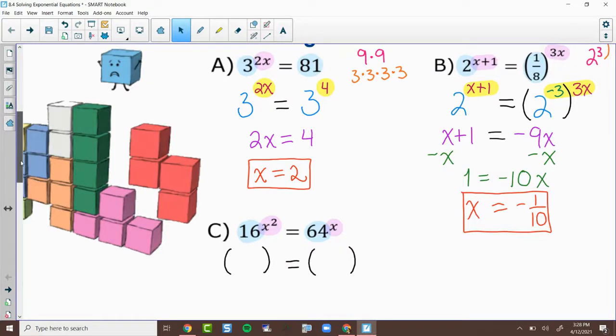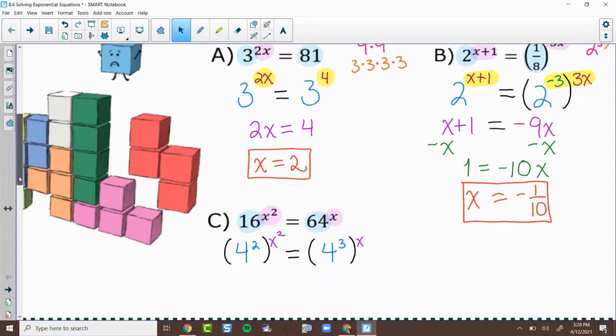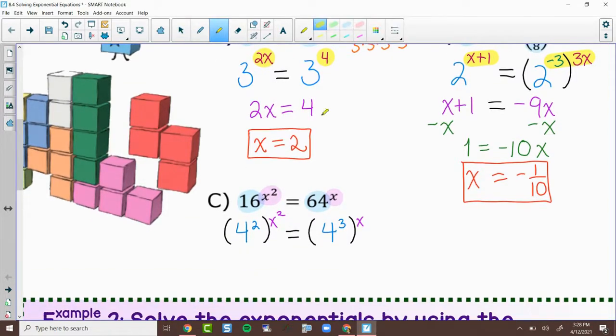Well, there's no way I can make a 64 into a 16 or any way around that. But I know they both could be rewritten with a base of 4. So I'm going to have 4 squared because that's the same thing as 16. I'm going to keep the x squared on the outside because I haven't done anything with it. 64, well, that's the same thing as 4 cubed. And then I still have this pesky x on the outside. Now my bases match and I can solve the exponents.